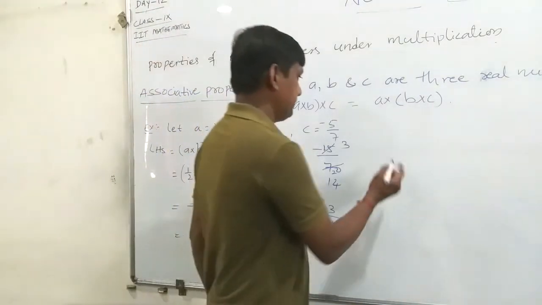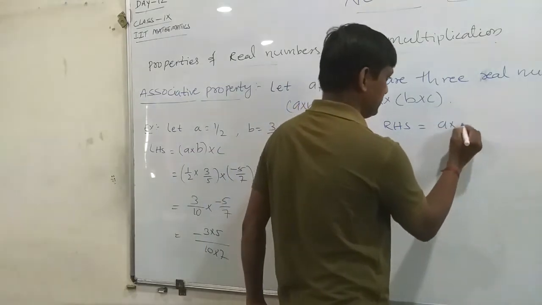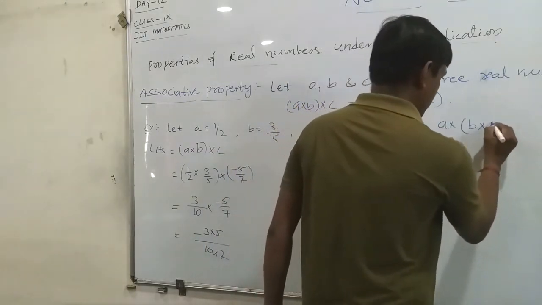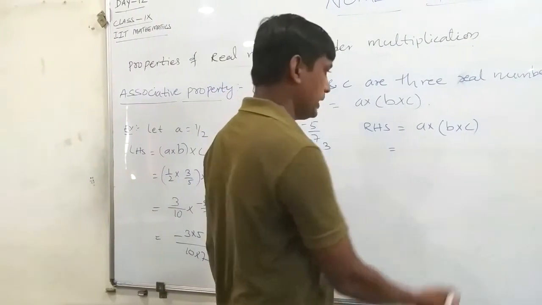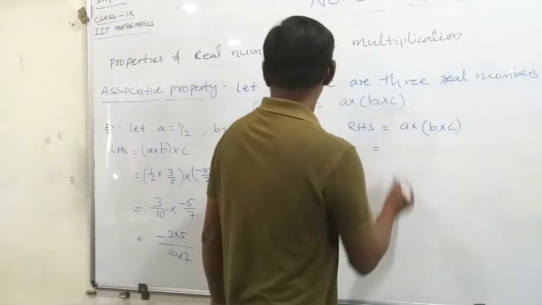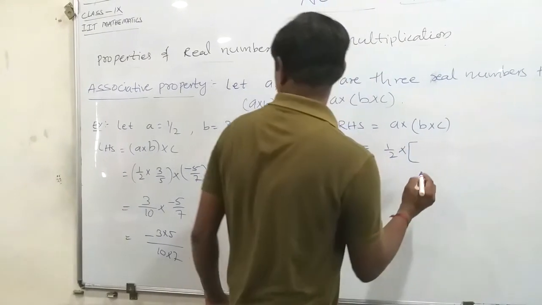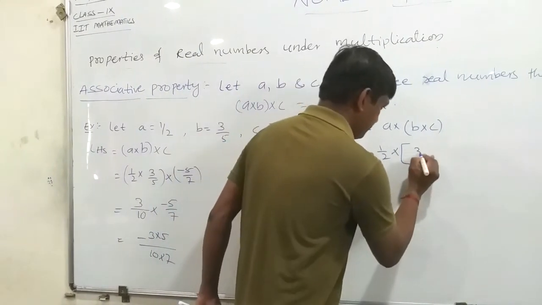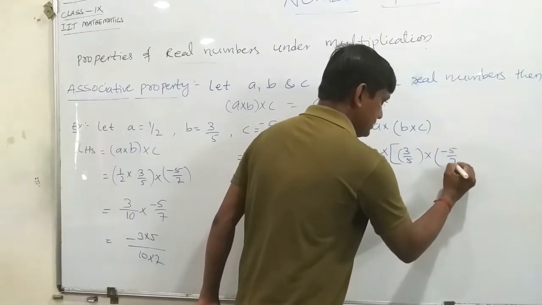In the same way, I am taking RHS. RHS is equal to A into (B into C). I am going to substitute the A value, B value and C value. A is equal to 1 by 2 into (B value is 3 by 5 into C value is minus 5 by 7).